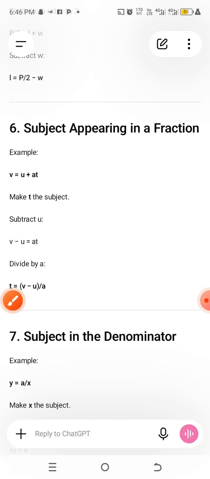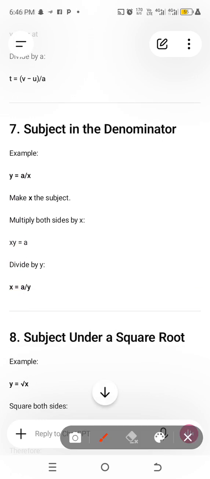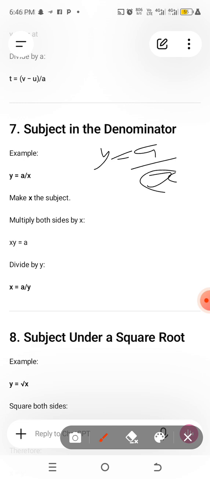Now let's go to subject in the denominator. Take for example, we have y equal to a over x. We want to make x the subject of the formula. We'll do what? Cross multiply. This y is over 1, right? So we have this one multiplied by this one. That will be xy equal to a multiplied by 1, a.